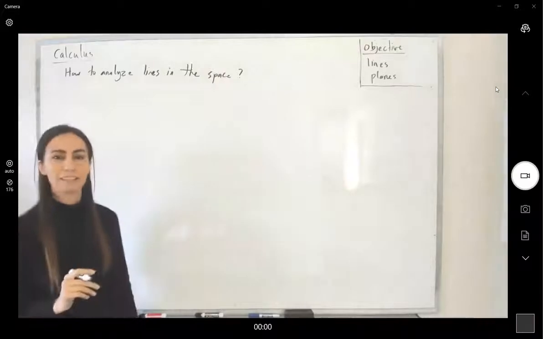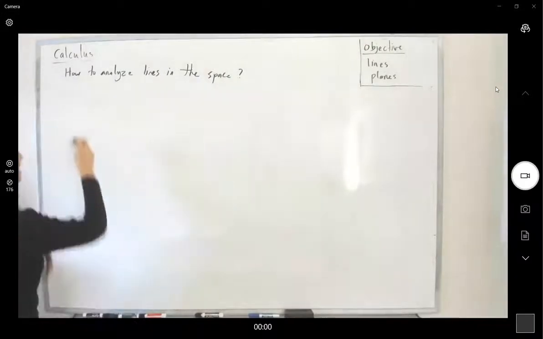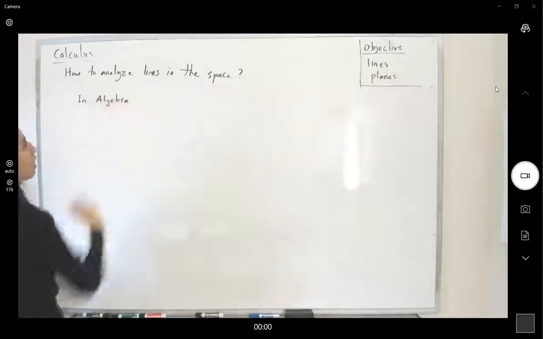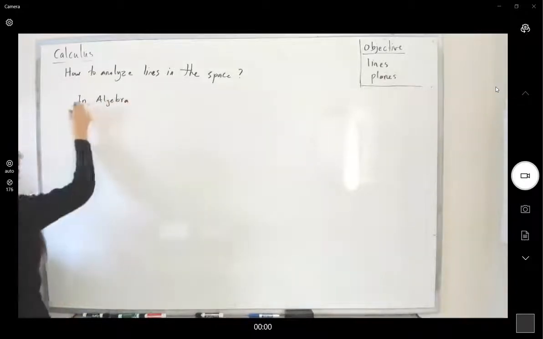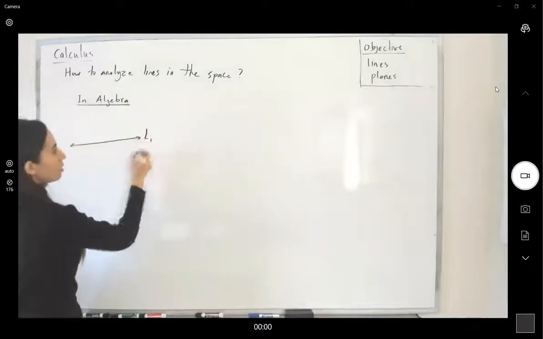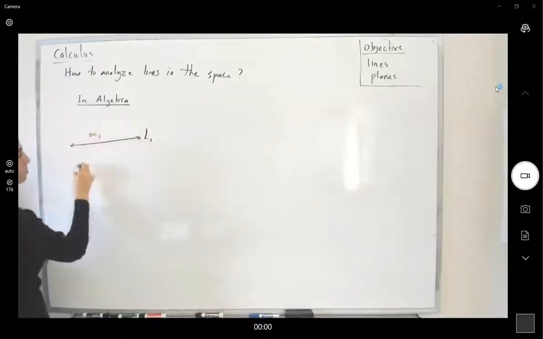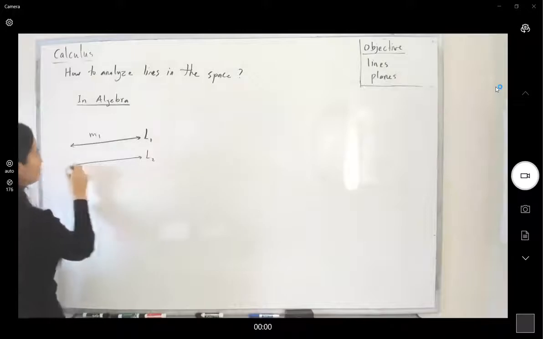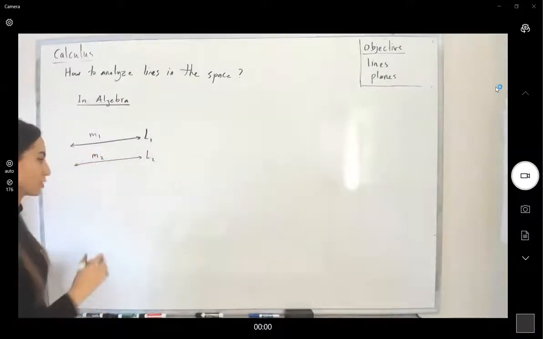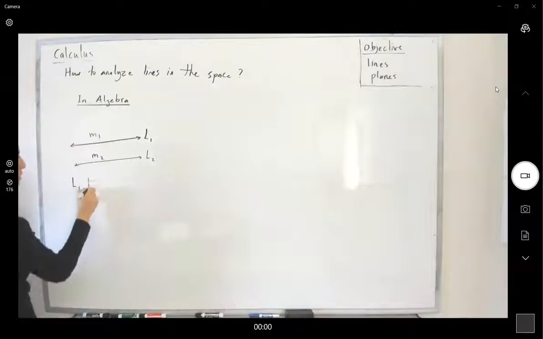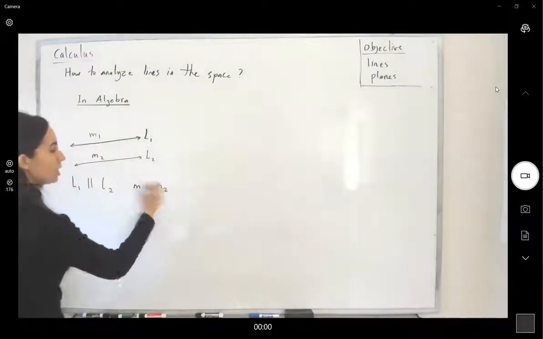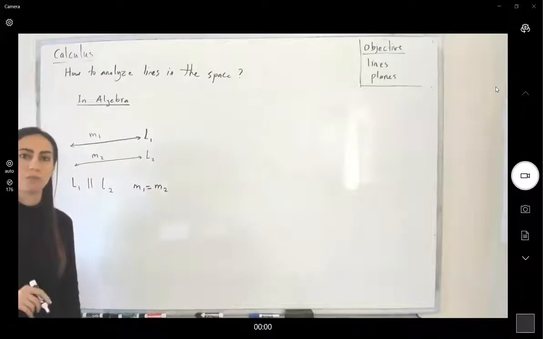First of all, recall that in algebra, we have two lines like L1 and L2. L1 with slope m1, L2 with slope m2. We say that L1 and L2 are parallel to each other. L1 is parallel to L2 if m1 is equal to m2, if they have the same slope.